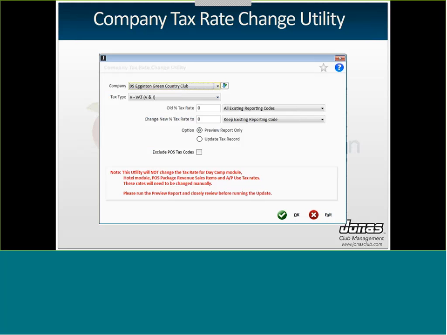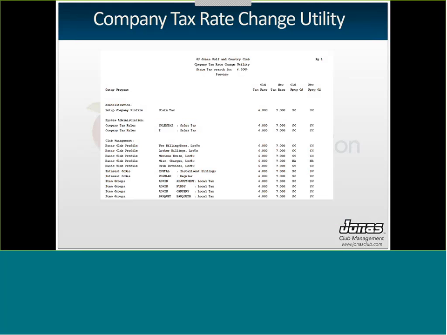So the tax rate change utility first asks you for your company, it asks you for the tax type, and it asks you for the old rate. So if your tax rate is going from 7 to 7.5%, it will ask you for the old rate, and I would put 7.5% in the new percentage. And then you can go ahead and preview this report and hit update, and it will give you this report here telling you exactly what was changed and where it was changed and what reporting code it was under.